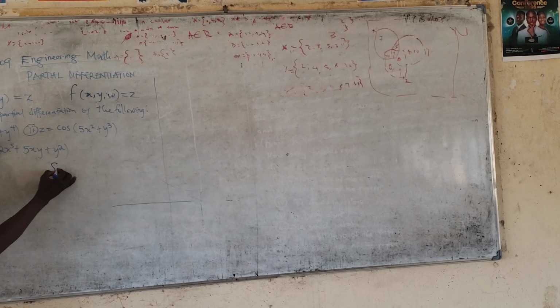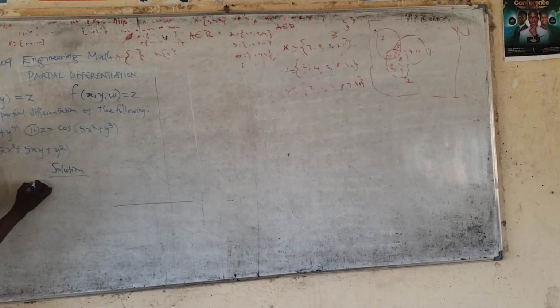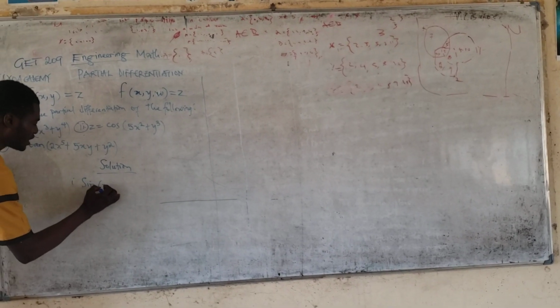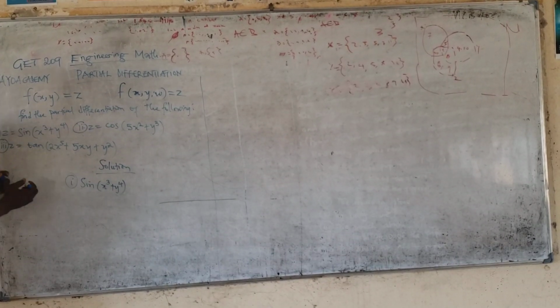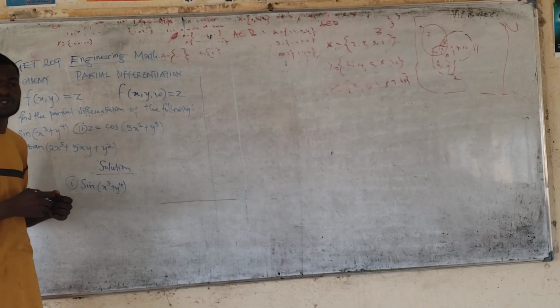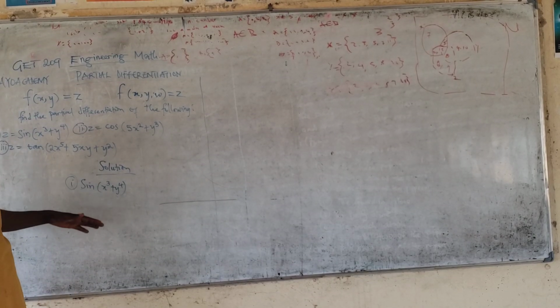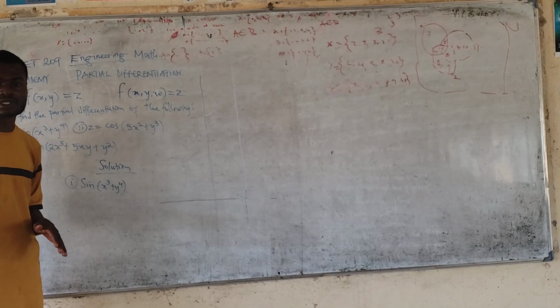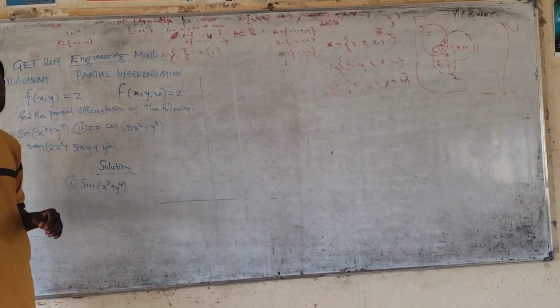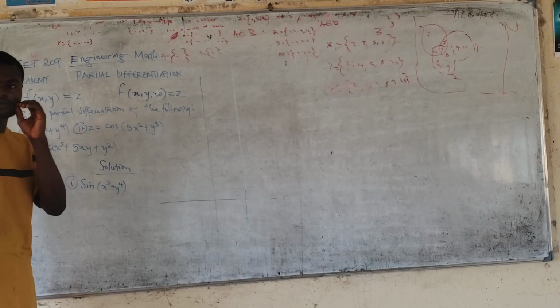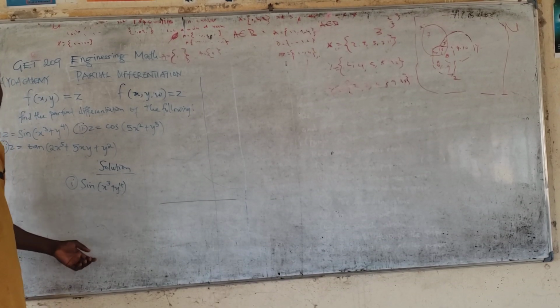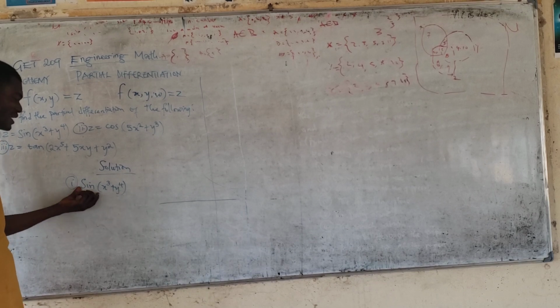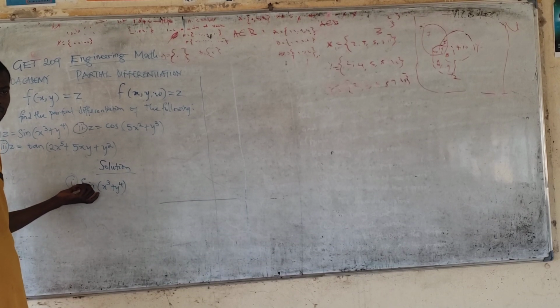So the first thing is the solution. We have the first one: sine of x raised to power 3 plus y raised to power 4. Now, this type of function is called a composite function. Can anybody tell me why it's a composite function? Because it's a function inside another function. We can see this function, x raised to power 3 plus y raised to power 4, is a function inside sine.